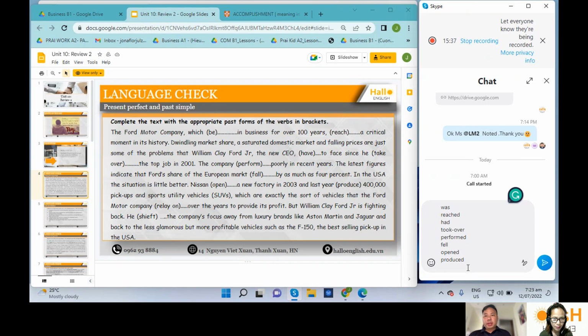Delayed on over the years to provide its profits, but William Clay Ford Junior is fighting back.